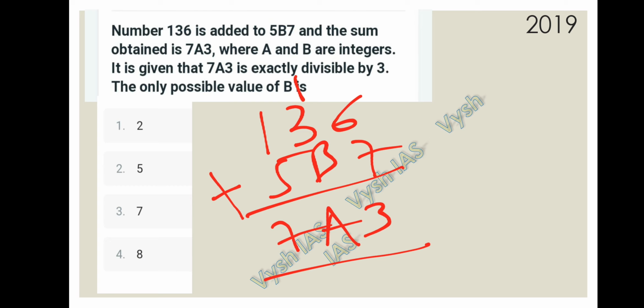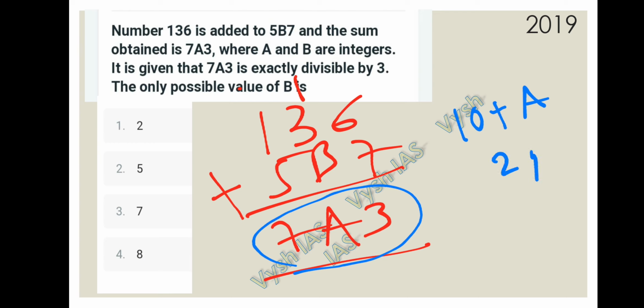So 7a3 is divisible by 3. So the sum of the digits should also be divisible by 3. 7 plus 3 is 10, 10 plus a. As it is a single-digit number, a can be 10 plus 2, 12. So it can be 2.